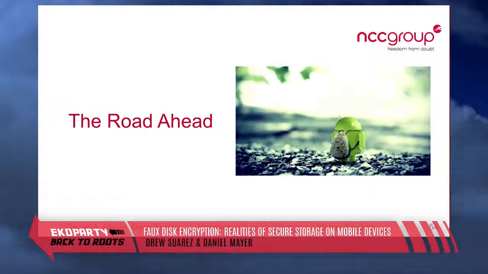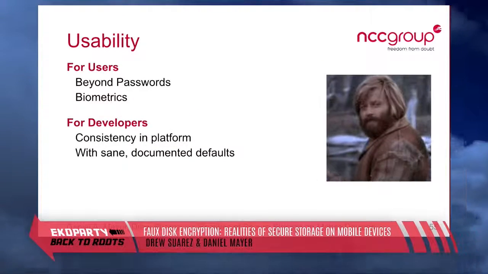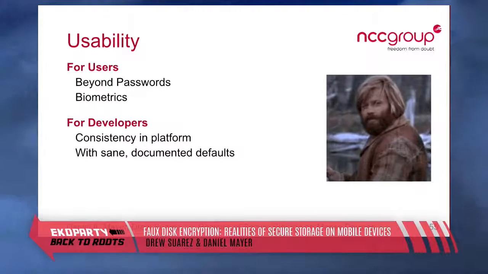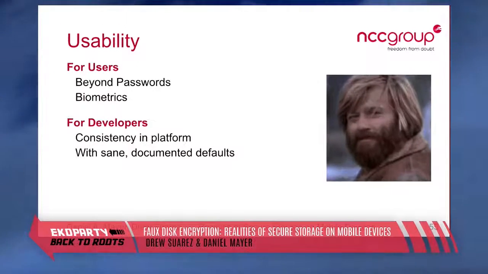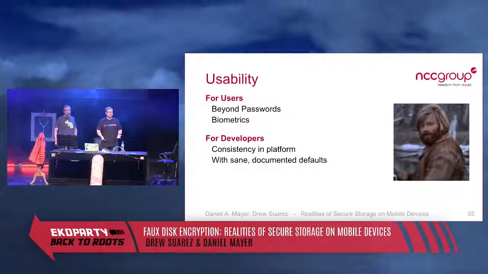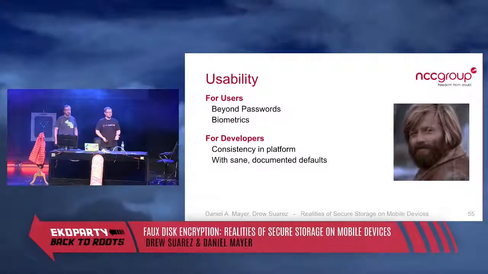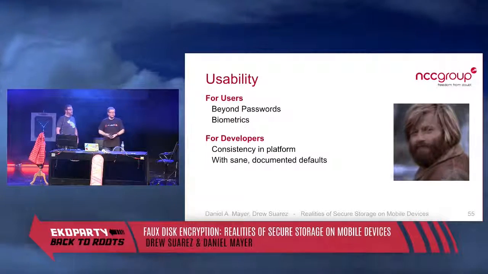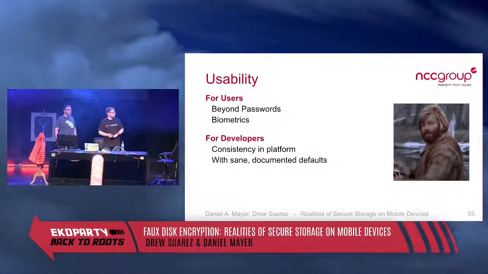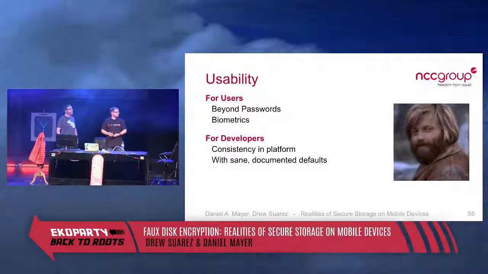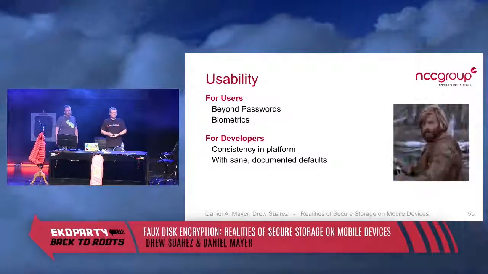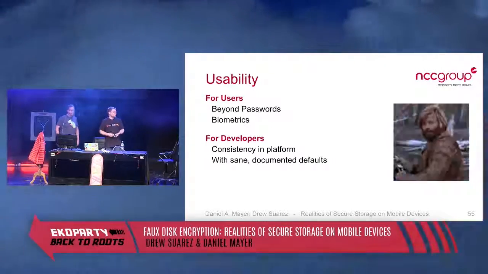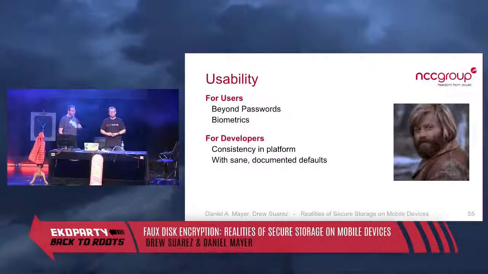So the road ahead is going to be very short because we already talked about those, just as a summary slide here. For users, we have to find something beyond passwords because they're annoying and they're just not being used properly, and then people are at risk. Biometrics, Touch ID, and the new imprint one for Android are a good step there. And for developers, we definitely need more consistency in the platform, especially on the Android side, so that they can do things right and are not confused by all the different options and the different wrong defaults which are documented there, which may leave them at risk.